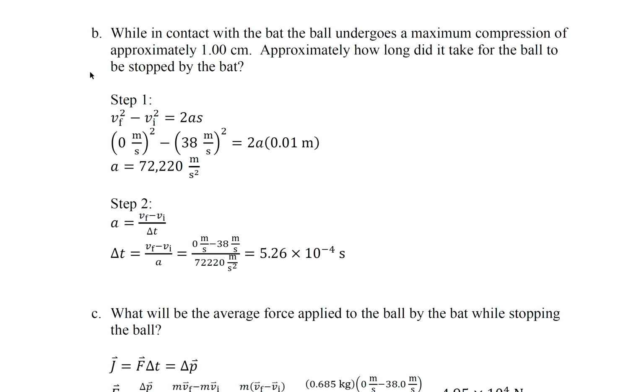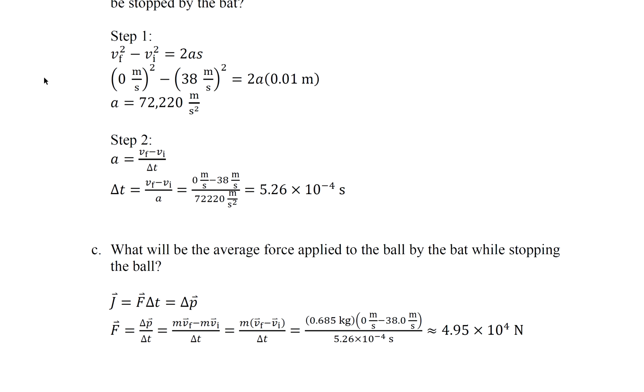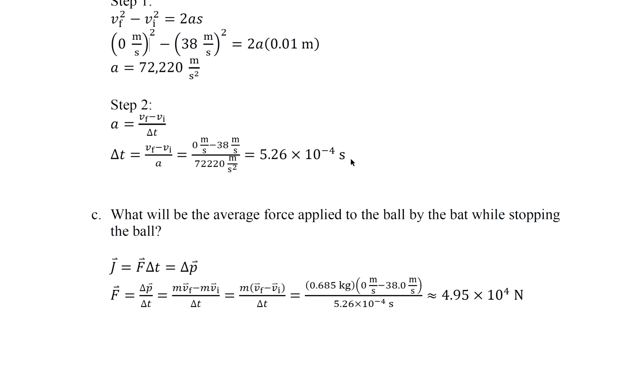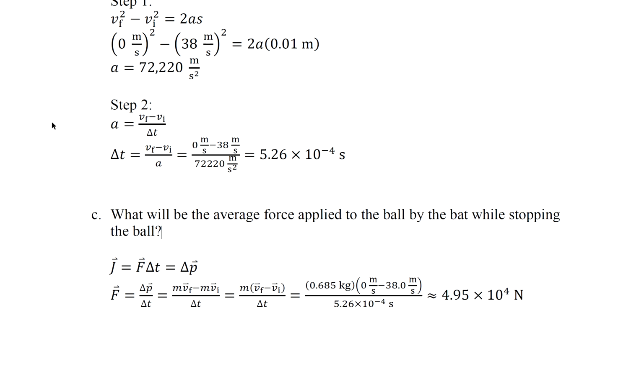How long did it take for the ball to be stopped by the bat? Remember, v final is going to be 0, because it says stopped by the bat. Part C, what would be the average force applied to the ball by the bat while stopping the ball? See, it says while stopping the ball. That means v final is 0. And the time we obtained was from part B.